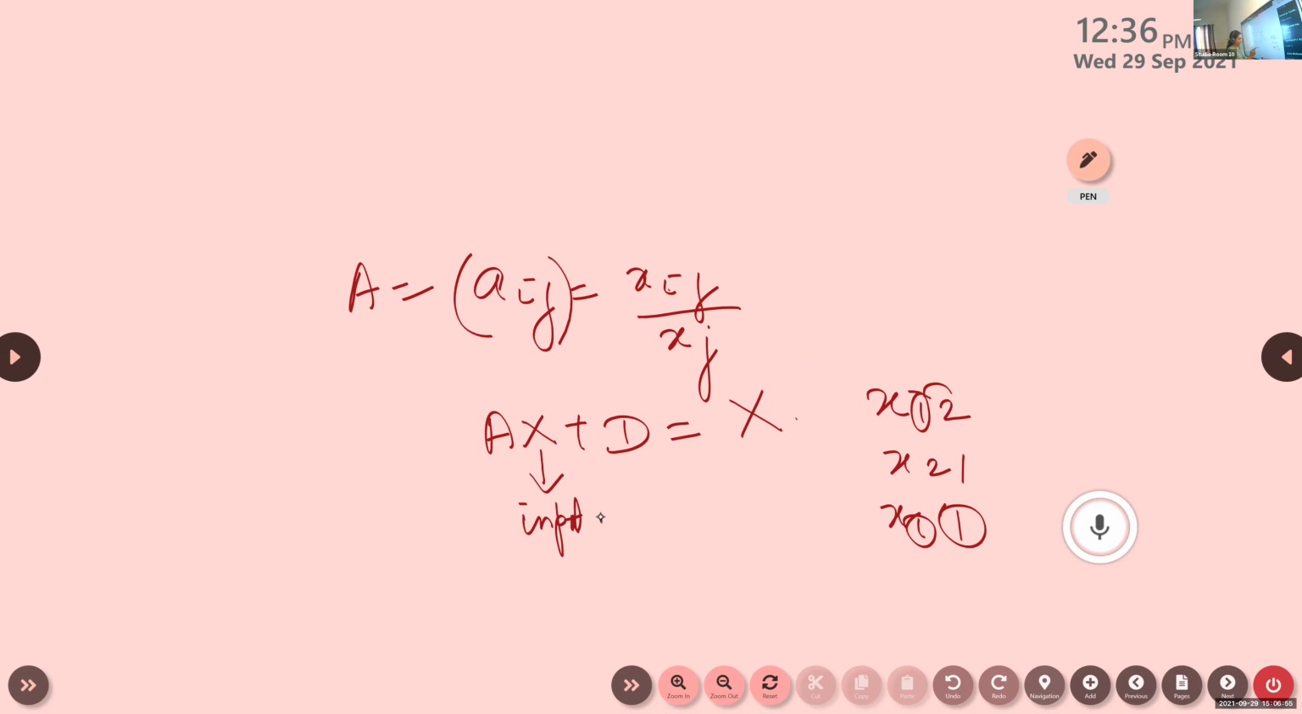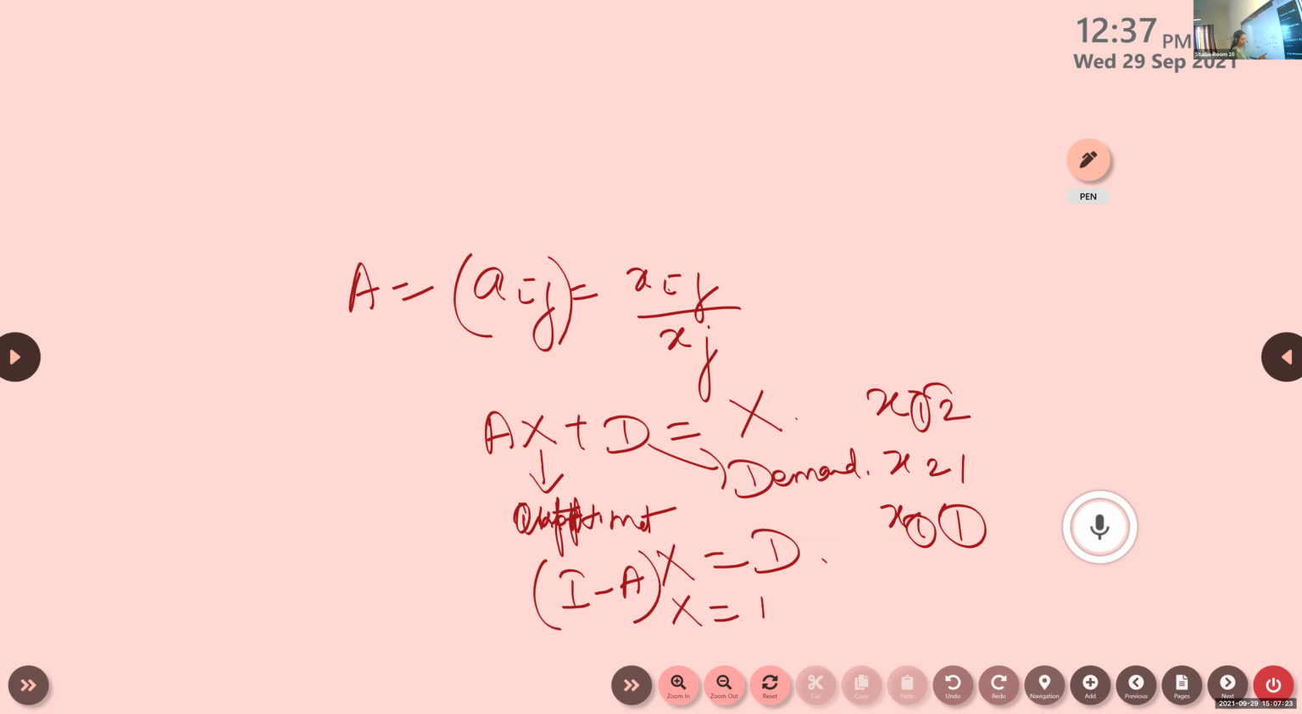Capital X is not the input, it is the output matrix. And D is the demand matrix. And from here, similar to solving linear equations, we get the equation (I minus A) into X is equal to D. Therefore, what is X? X equals the inverse of (I minus A) into D.